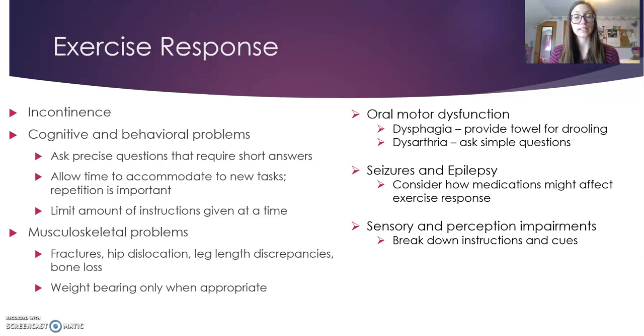So fractures, hip dislocation, leg length discrepancies, and bone loss are common among individuals with cerebral palsy. So while exercising, it's important to only use weights and weight bearing when appropriate. Swimming may be a good alternative activity for individuals who are prone to fractures. Hip dislocation is another important musculoskeletal problem to be aware of, to not put too much pressure or strain on those hips in individuals who have had hip dislocations in the past.